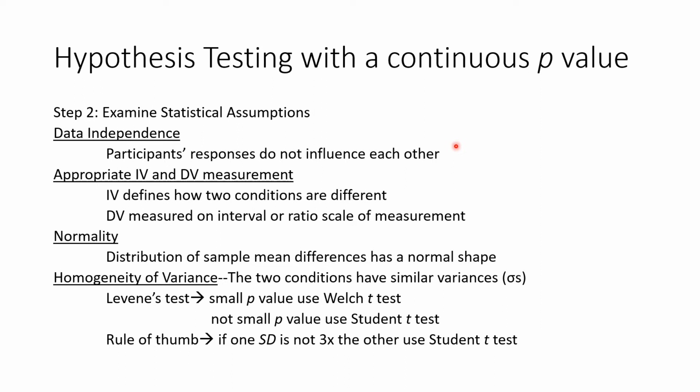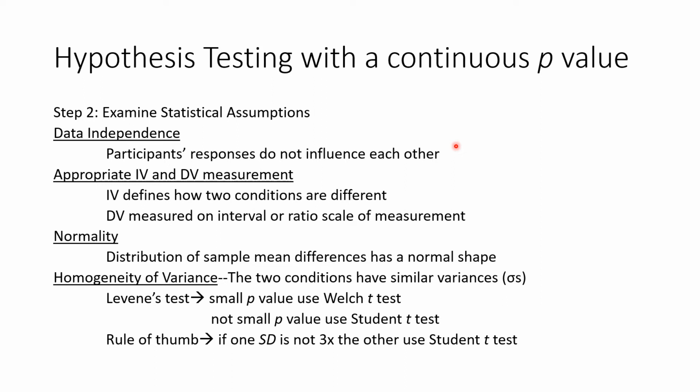Normality, of course, deals with the central limit theorem. It is the assumption that the distribution of sample mean differences has a normal shape. And of course, that will happen if either of two conditions has been met. If the population of mean differences between these two conditions has a normal shape, then the distribution of sample means will have a normal shape. And that's what's going to be the case here.